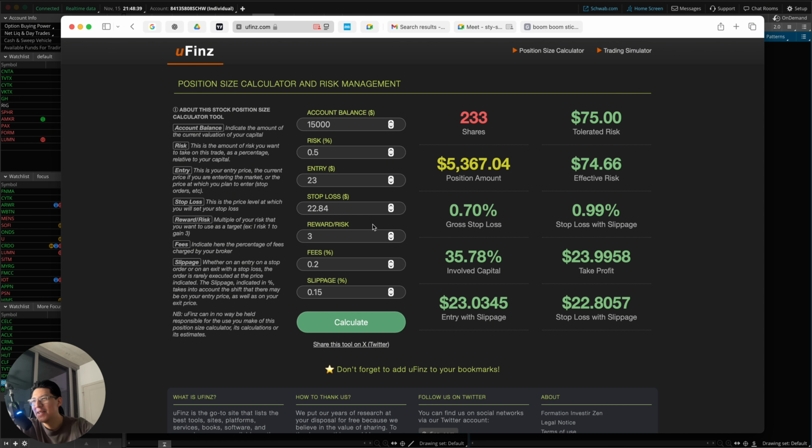Bro, trust me, you will never blow up your account, because even if you lose every single trade for the next 30 days, you're only risking $70. It's gonna take you a while to blow up your account even if you lose every single trade. But with that strategy, you're never gonna lose every single trade. You're only gonna be losing 7 out of 10 trades, and 3 out of 10 are gonna be winners.